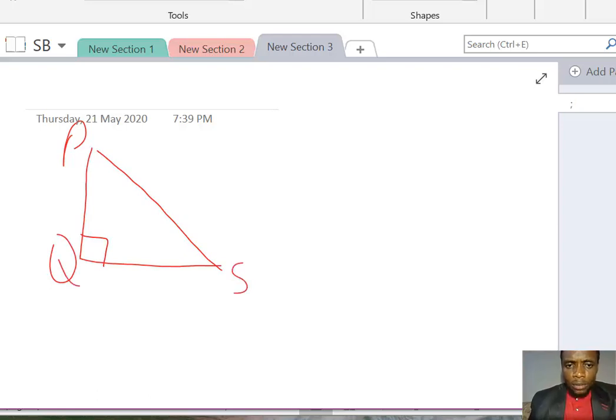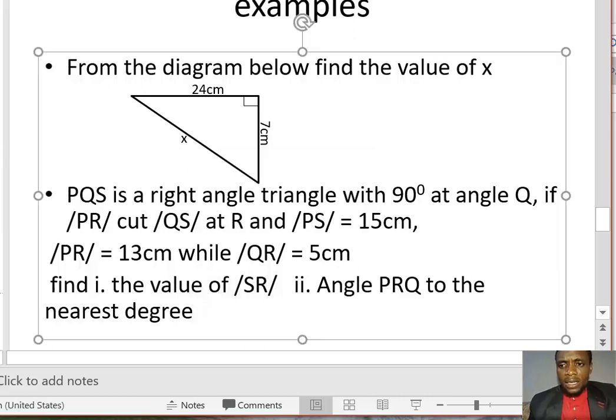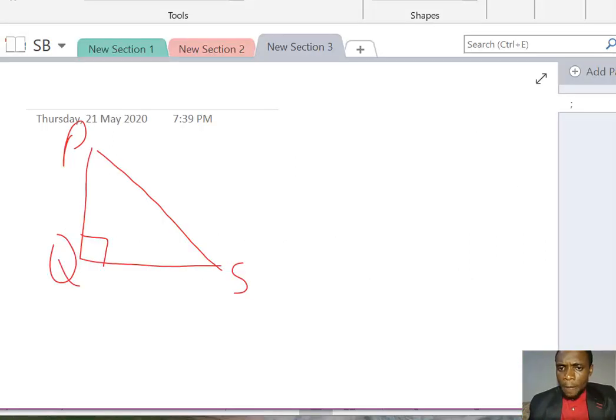Let's go back to the question. The question says, if PR cuts QS at R, so there is a line PR, it cuts QS at R. So this is P, so there's going to be a line which cuts QS at R. So that line is PR. A line here cuts QS at R. Very good.